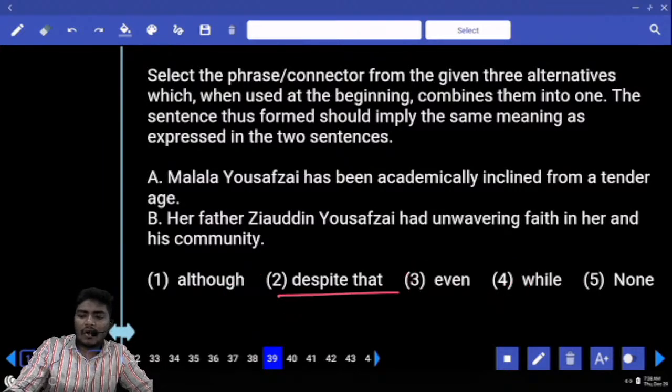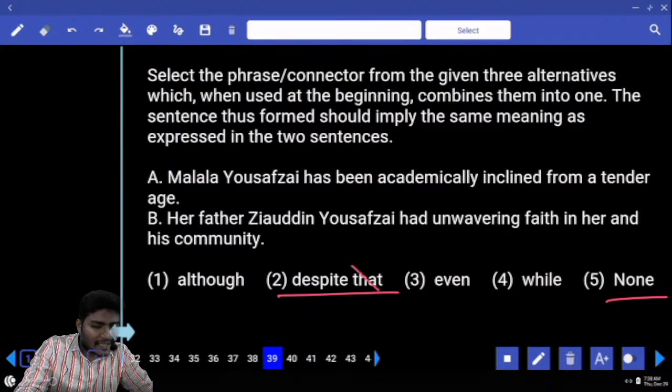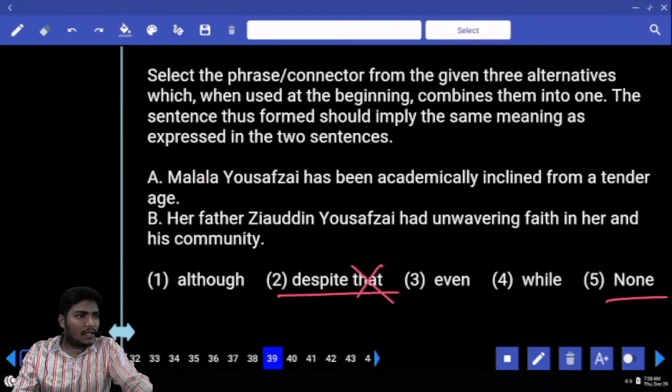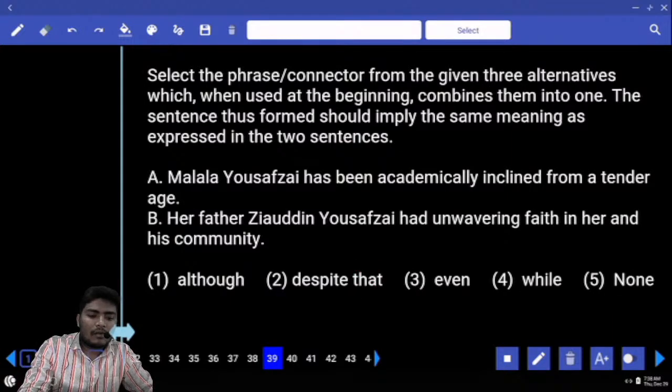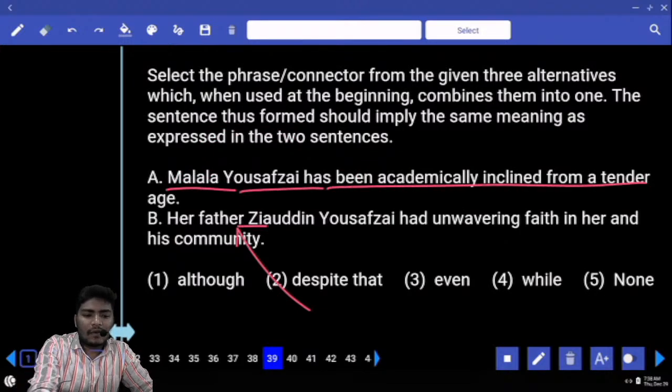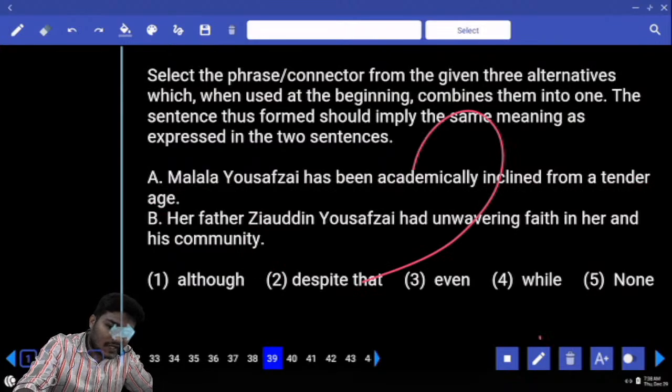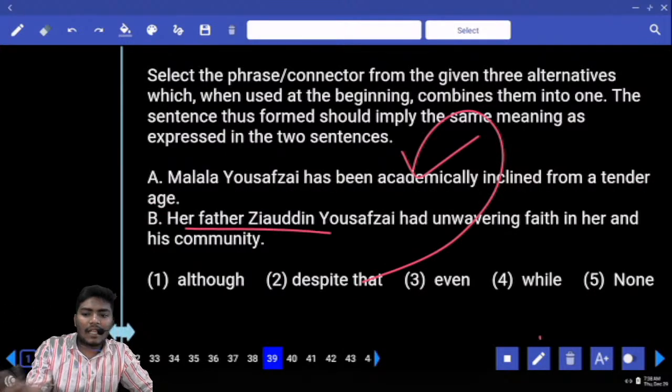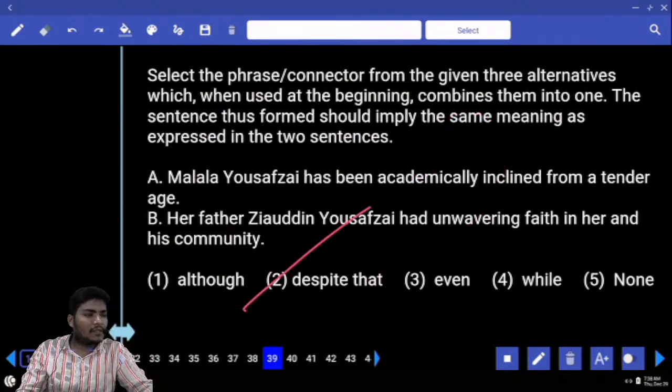Now despite that or none, out of these two, which one can you use? If at all despite is given, we can use that sentence. Can you understand? Now we have to connect the sentence in the second phrase. We have to connect despite in between these two sentences or in the beginning. In the beginning it is not possible. Let us check with the middle only. Malala Yousafzai has been academically inclined from a tender age. Despite this fact or despite this incident, her father kept faith. So she was dropped from the academics, but still he kept faith. So we can go with the combination of despite that.